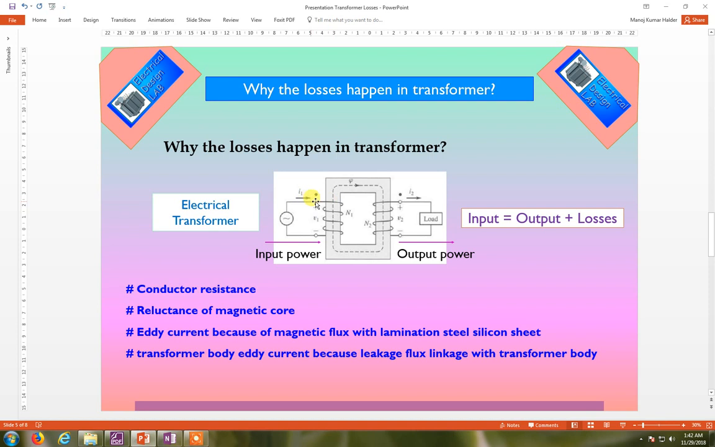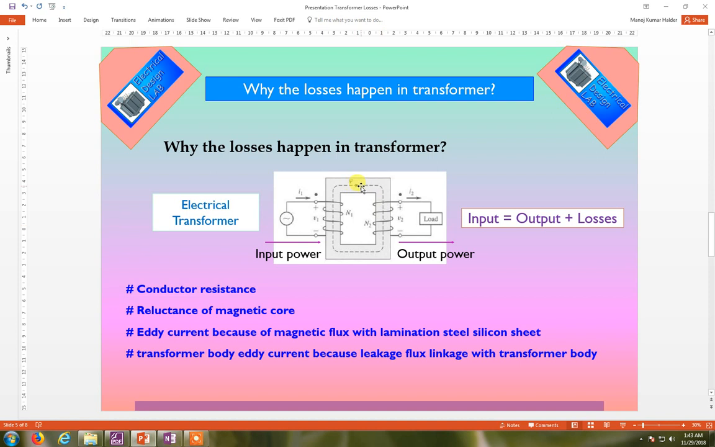So our concentration is here: why do the losses happen in a transformer? When current flows in the primary coil, flux will be produced, and in every copper conductor there is some internal resistance. What? Internal resistance. And for that reason power is continuously lost. And inside the core, you look here, the flux passes through it, and this magnetic material also has an obstacle, that is called reluctance. After overcoming this reluctance, this flux has to come to this secondary coil.